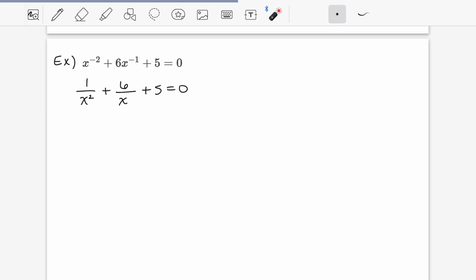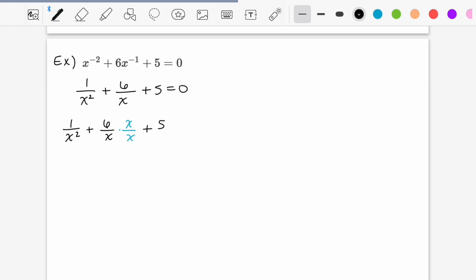Notice that the least common denominator for these guys here is going to be x squared, because we can multiply this by x over x to get x squared, and this guy by x squared over x squared to get x squared. So multiplying that one by that, and 5 is the same as 5 over 1, so we'll multiply this guy by x squared over x squared. So this will be equal to 0.